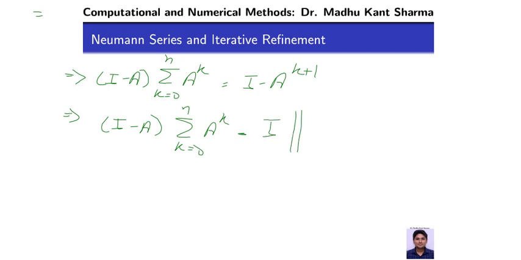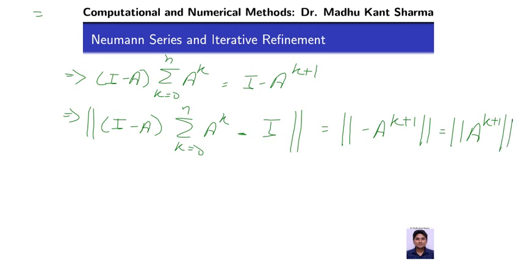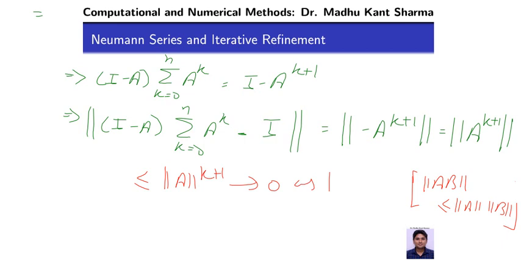I'm just subtracting I on both sides and taking the norm, the subordinate matrix norm, on both sides, and using the fact that for the subordinate matrix norm, this is submultiplicative, that is, norm of AB is less than or equal to norm A times norm B. So if I use this fact, this is less than or equal to norm A to the power k plus 1. If I keep on applying this, since norm A is strictly less than 1, this tends to 0 as k tends to infinity.